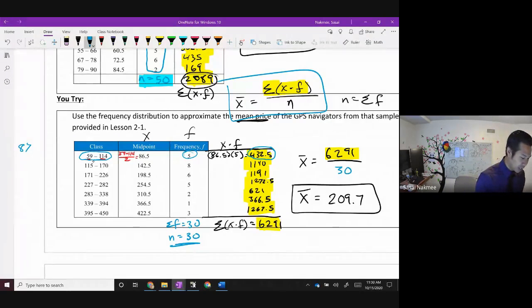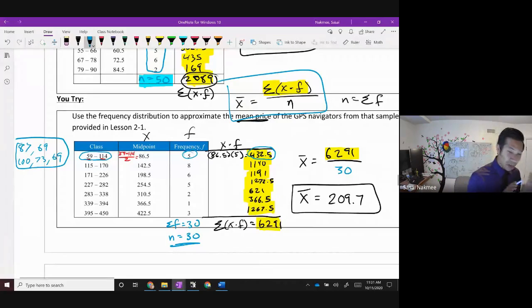Mariah's typing out 69, right? Nice. 69, 100. Hold on, I want to go in order there. 73, and I need one more, and it looks like we'll go with 69 again. So those are 5 numbers right there. All right, Grace, those are just 5 random numbers between 59 and 114.